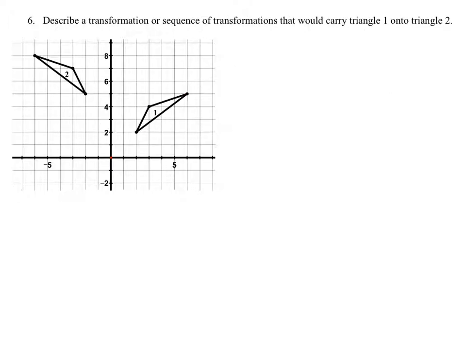Describe a transformation or sequence of transformations that would carry triangle 1 onto triangle 2. There's a couple. If you found the right center of rotation, you could rotate it. It looks like there's going to have to be some kind of reflection involved because the orientation has changed. So a reflection and then maybe a translation is what I'm thinking. I'm looking at a reflection over the y-axis and then a translation up 3.